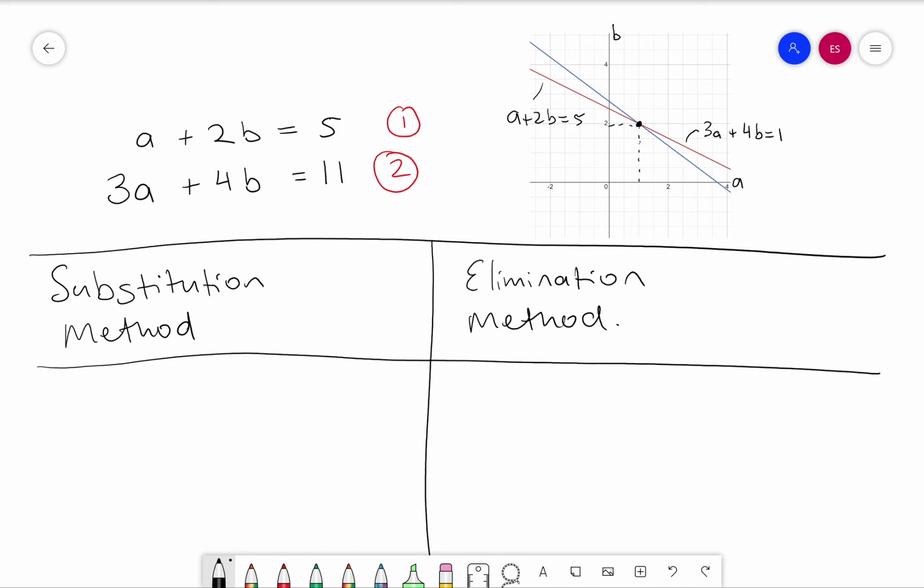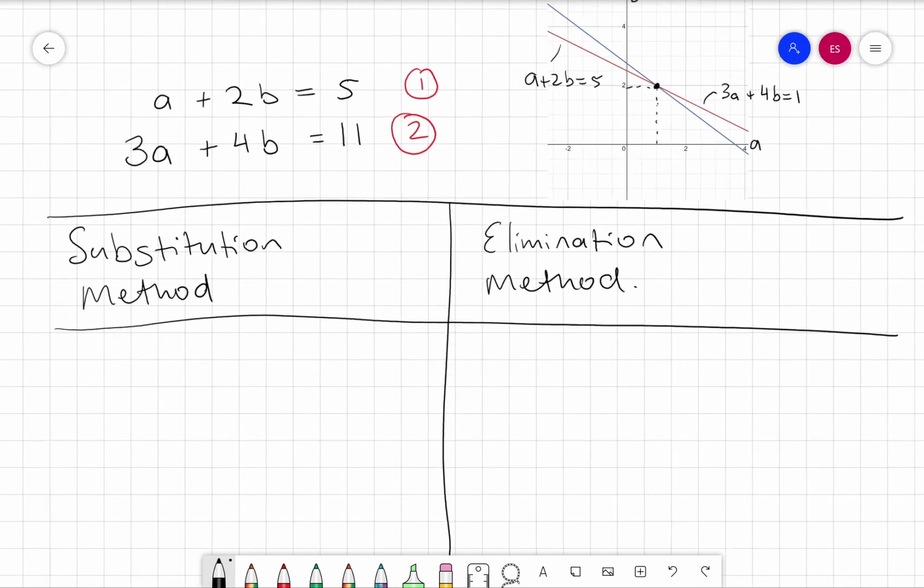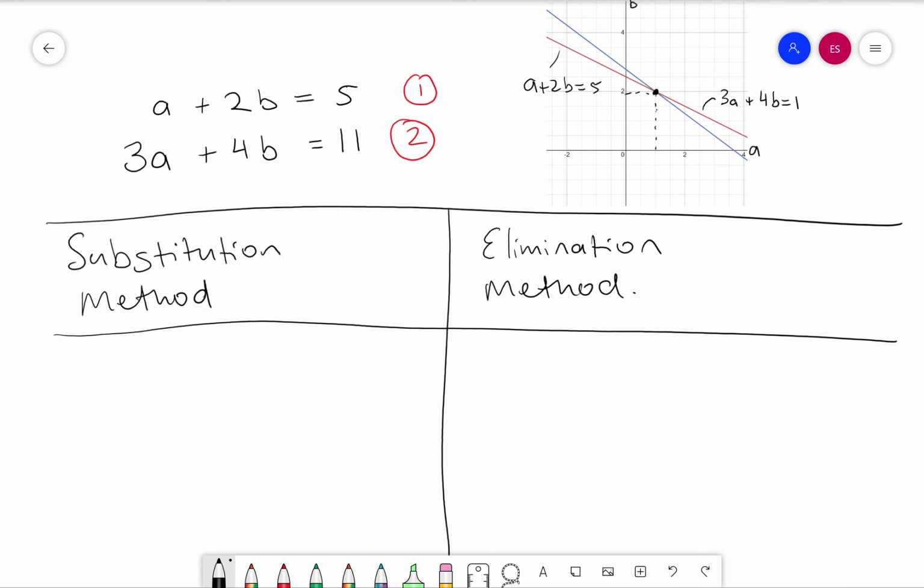But without graphing it, there's two main methods for solving this. We'll look at both. The first is substitution method. What we do here is we substitute one variable into the other equation. Now, we've got kind of 4 sets here. When one of them has a coefficient of 1, substitution method can be a good choice. I'll show you why.